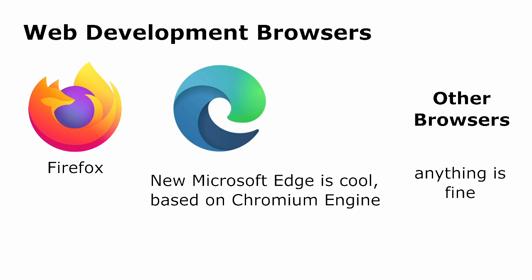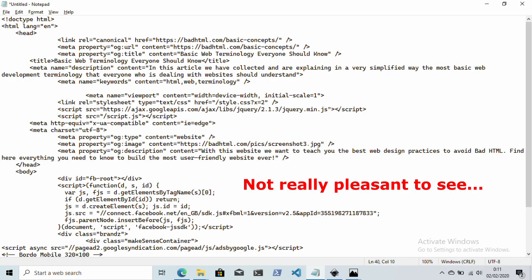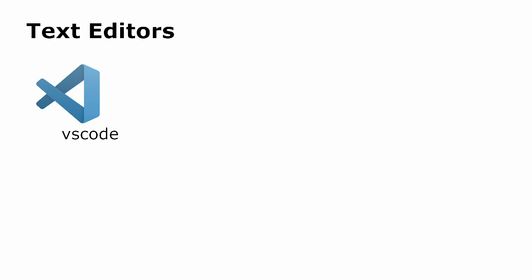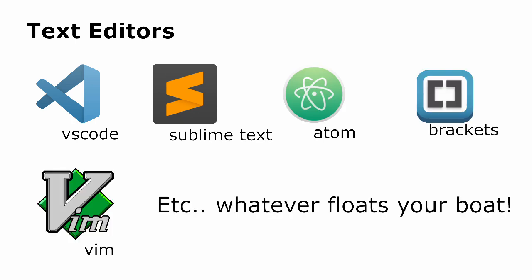The second thing you need is a text editor. You can basically use Notepad for web development, but seeing hundreds of lines of black and white text is not exactly pleasant for me. I personally really like Visual Studio Code, but there are other alternatives like Sublime Text, Atom, Brackets, Vim, and other text editors I might not have heard of. Sublime Text is really common among web developers. You might want to check it out.